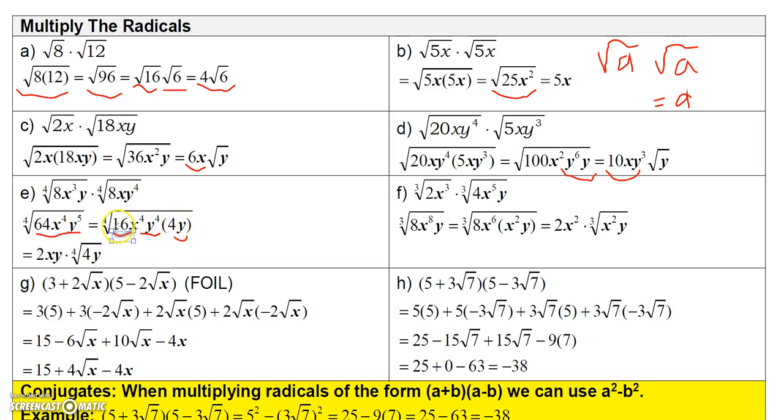So now take the fourth root of 16, which is 2. The fourth root of x to the fourth is x. The fourth root of y to the fourth is y. So I have 2xy on the outside, and then the fourth root of 4y remains in the radical.